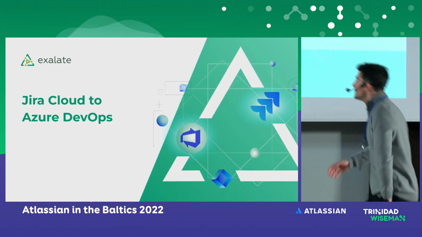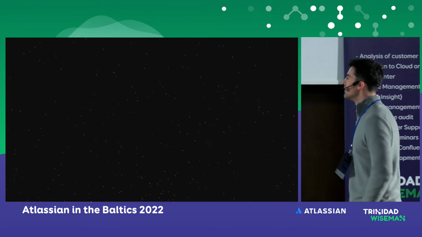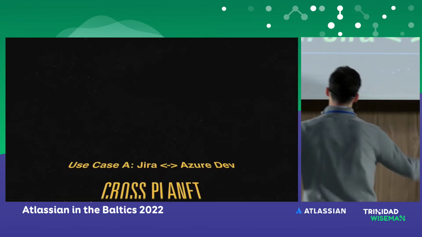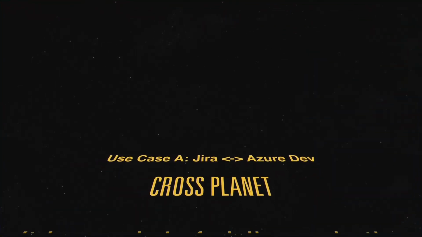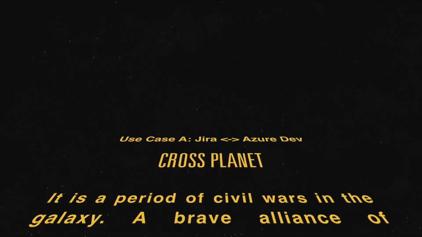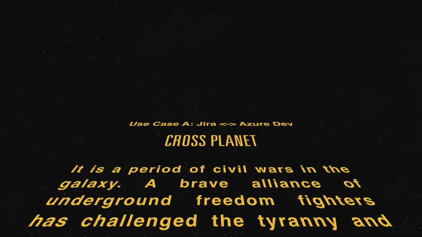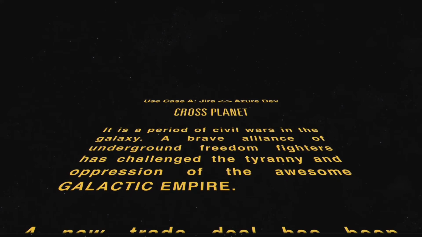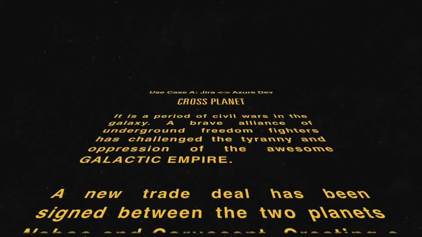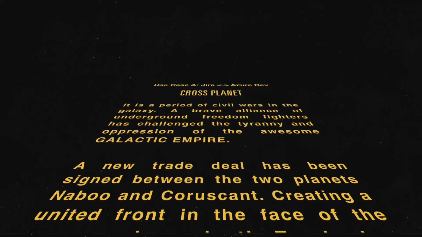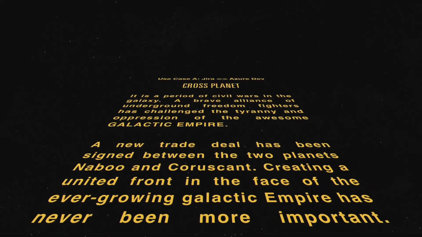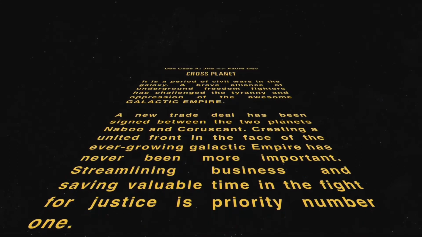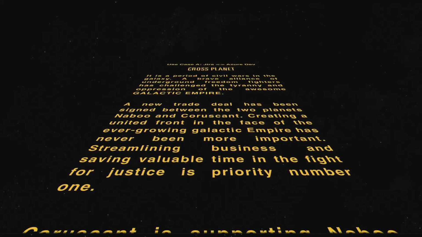All right. So if we jump on to the next line, I'm going to stand here and read a little bit. So the first use case here, Jira Azure DevOps, cross-planet, so it can be different companies as well. That's the idea. So it's a period of civil war in the galaxy. A brave alliance of underground freedom fighters has challenged the tyranny and oppression of the awesome galactic empire. A new trade deal has been signed between the two planets, Naboo and Coruscant, creating a united front in the face of the ever-growing galactic empire has never been more important.